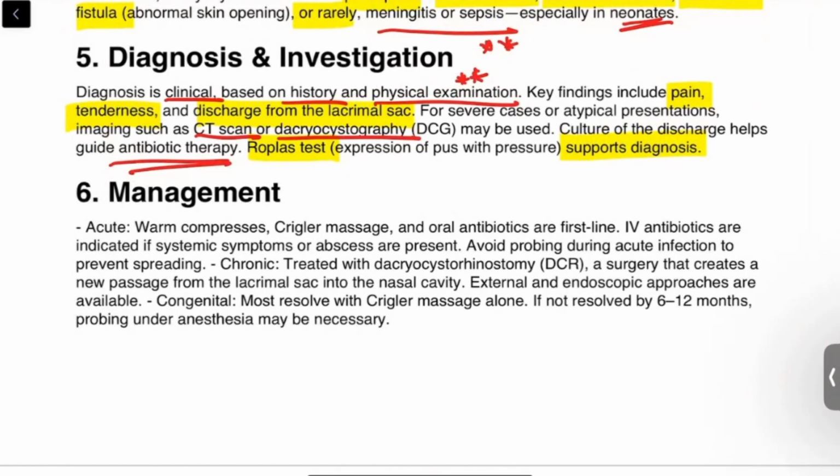How will we manage once we know that the patient is suffering from dacryocystitis? Again, management differs for each type. If it is acute dacryocystitis, we advise warm compression and a special type of massage called Crigler's massage. Along with that, we will treat the infection with oral antibiotics.